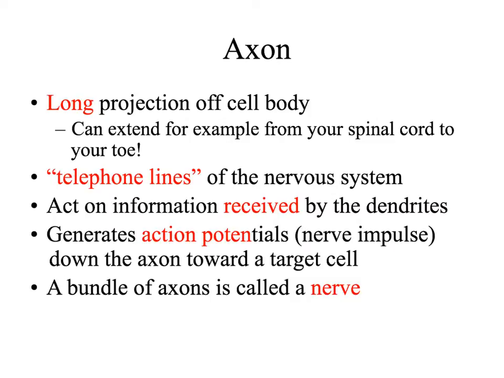All right, third part of a neuron is the axon. The axon is the long projection off the cell body. It can be pretty long. It can extend, for example, from our spinal cord all the way down to our toes. They're like the telephone lines of the nervous system. They act on information that is received by the dendrites. And the axon is what is generating an action potential. An action potential is the nerve impulse. That action potential will travel down the axon toward a target cell. A whole bunch of axons bundled together is called a nerve.